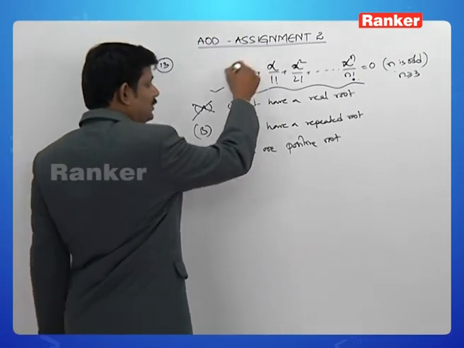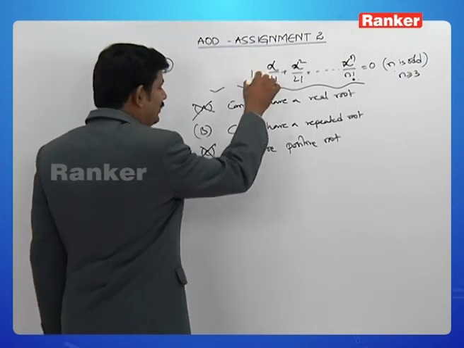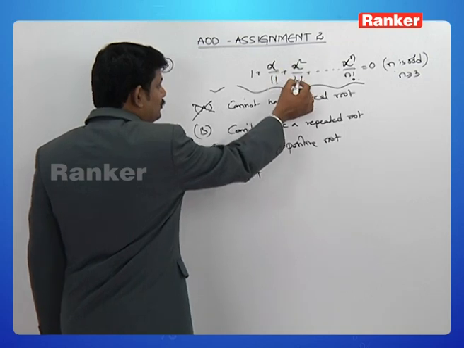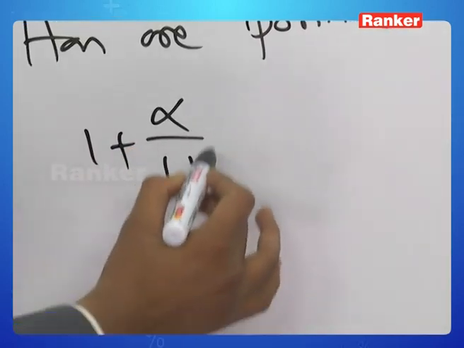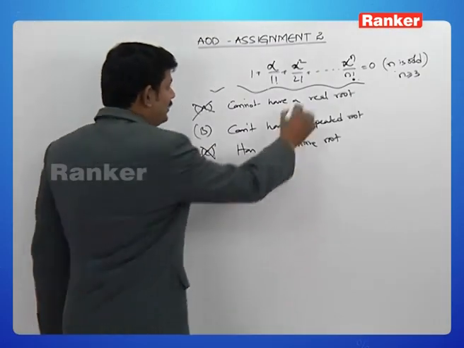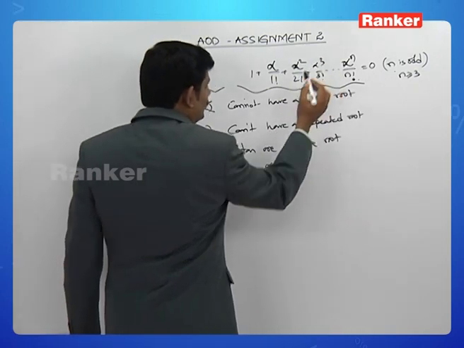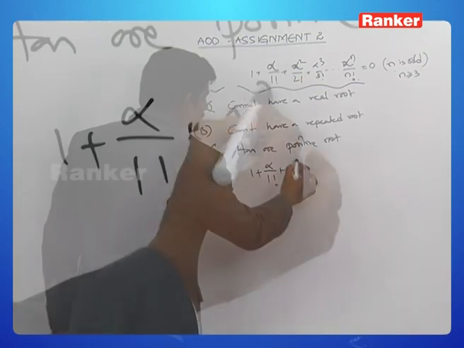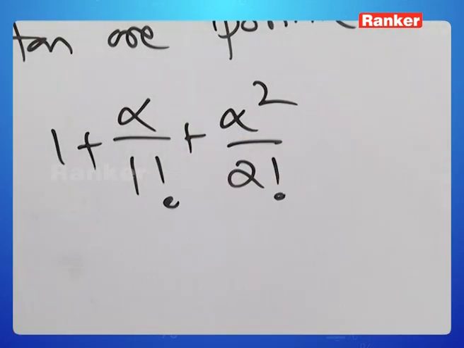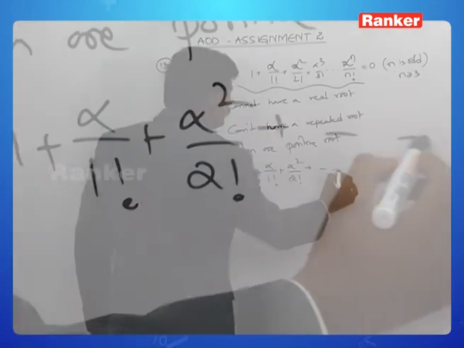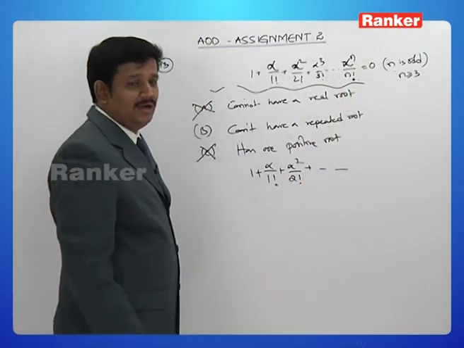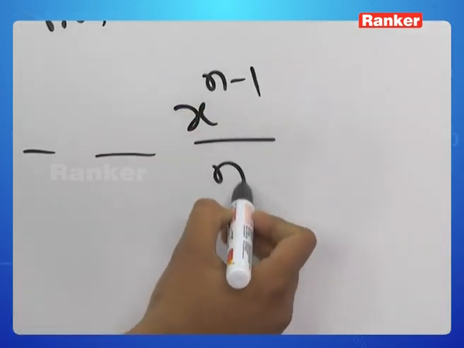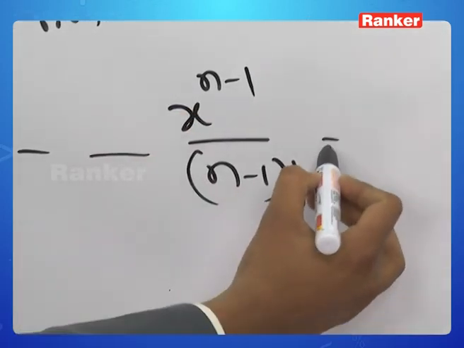f dash of x is what? Derivative of 1 is 0. Derivative of x is 1. Derivative of x square is 2x, and 2 gets cancelled. We have x by 1 factorial plus the derivative of x cube by 3 factorial. Derivative of x cube is 3x square, 3 gets cancelled. So x square by 2 factorial, and so on up to x power n by n factorial. On differentiation, n gets cancelled, so x power n minus 1 by n minus 1 factorial is equal to 0.